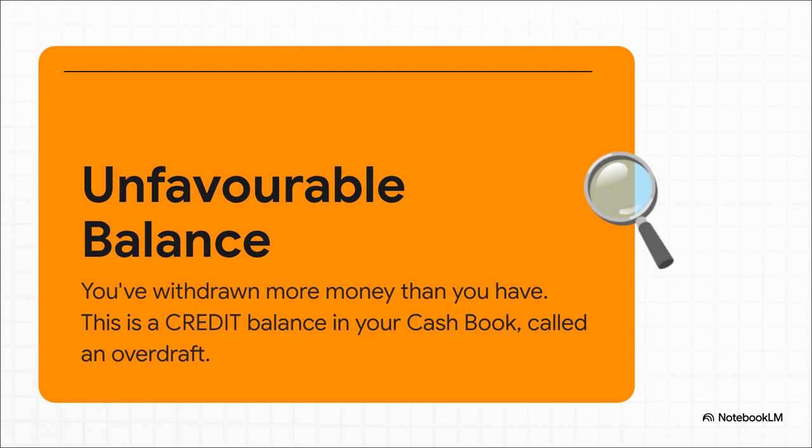On the flip side, we have an unfavorable balance, also called an overdraft. This happens when you've spent more money than you actually had. In your cash book, this is shown as a credit balance because now it's a liability. You owe that money to the bank.